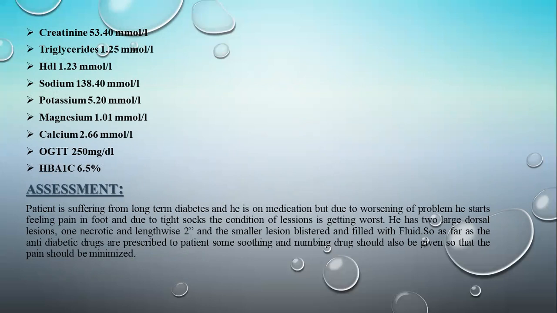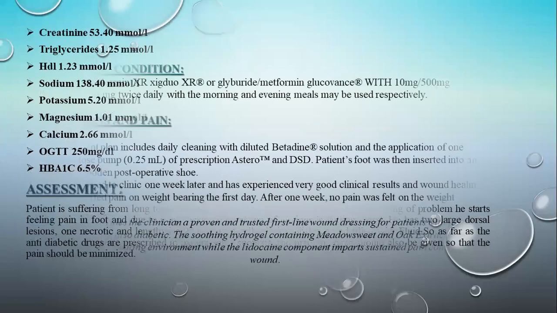Now, moving towards the assessment, the patient is suffering from long-term diabetes and he is on medication, but due to worsening of the problem, he starts feeling pain in the foot, and due to tight shoes, the condition of the lesions is getting worse. So, as already mentioned in the case study, he has 2 large dorsal lesions, and one small lesion is fluid filled, having a blister, and he is in pain. So along with anti-diabetic drugs prescribed to patients, some soothing and numbing drugs should also be given so that pain is minimized and the condition of the person's foot is improved.